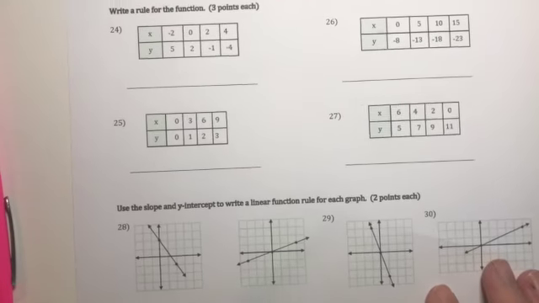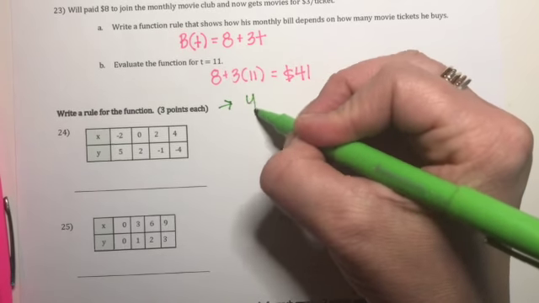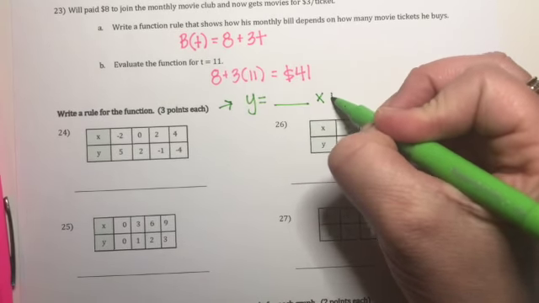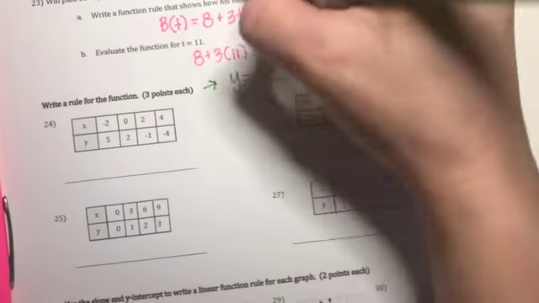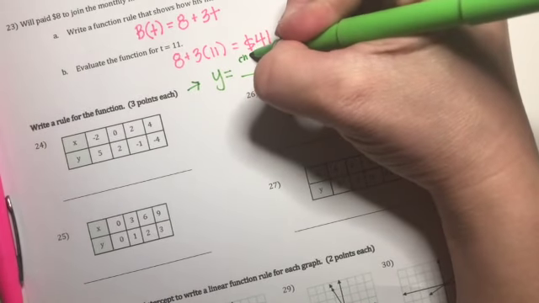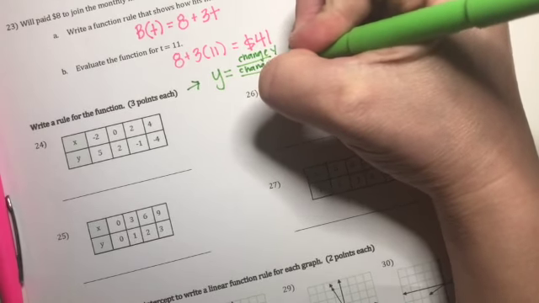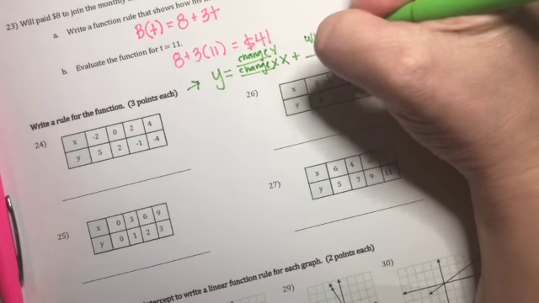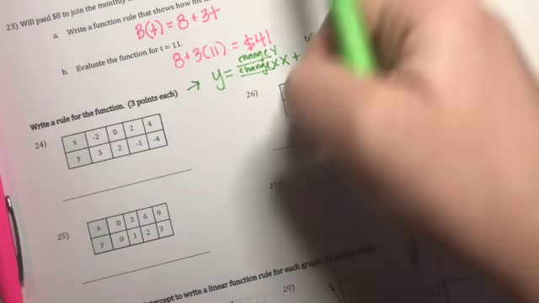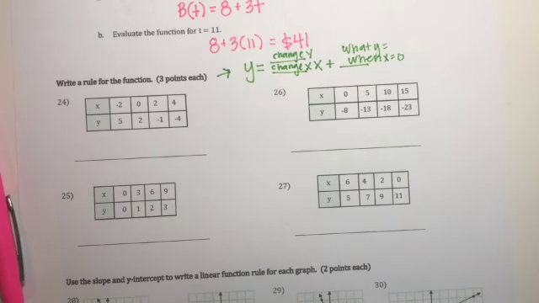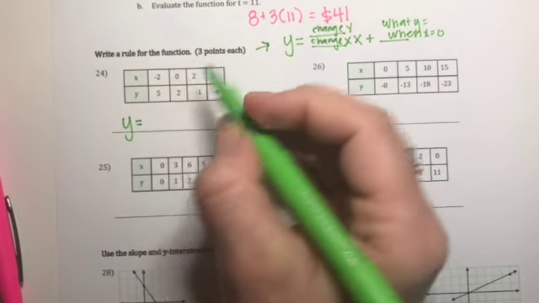Okay, on to 24. So this one, let me draw a little thing over here. It's y equals blank x plus blank. Okay, and this first blank is going to be the change in y over the change in x, and this is what y equals when x equals 0. It was written big on the notes we took, the last set of notes we took. Okay, so y equals the change in y.